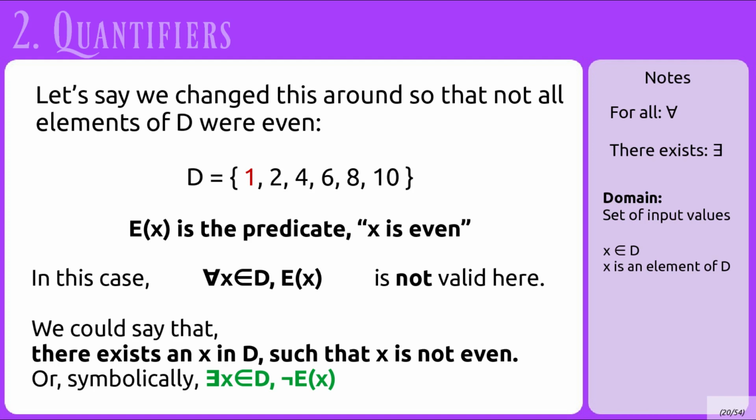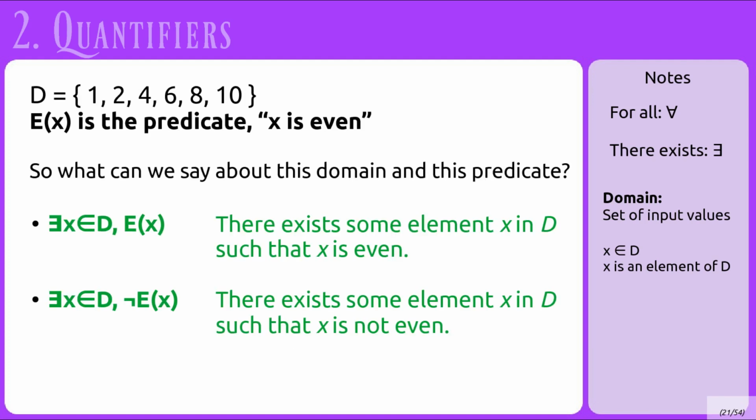But we could say that there exists an X in D such that X is not even. Or symbolically, we would write, there exists some X in the domain D such that not E of X, or the negation of E of X. So with this domain and this predicate, what kind of quantified statements are true? Well, we could say, there exists some element X in D such that X is even. We could also say, there exists some element X in D such that X is not even.